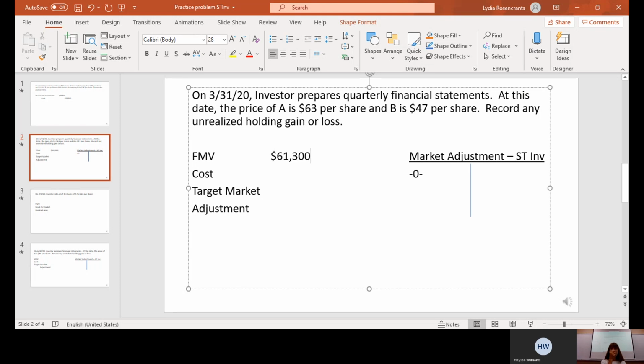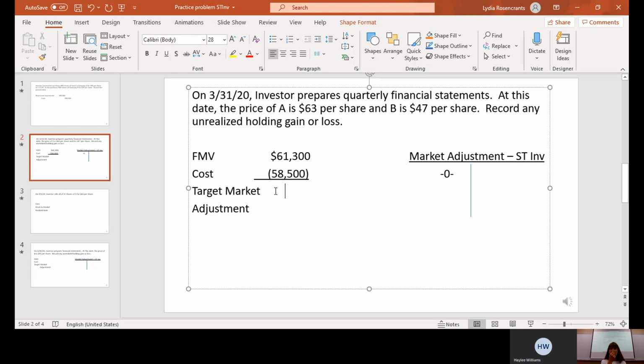Now, when we do a revaluation, we are going to compare that to the original cost of the stock. So the cost will always be the same unless we sell or buy something. We'd always go back to that original journal entry. And so we paid $58,500, that was the original cost. And that gives us the target market adjustment.